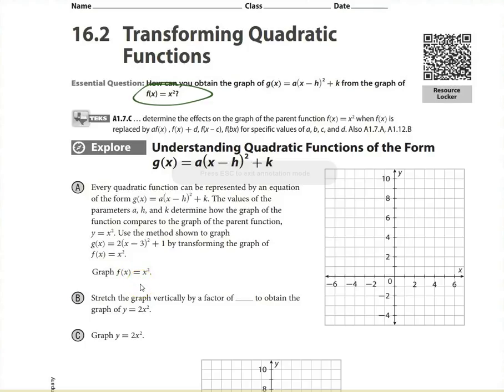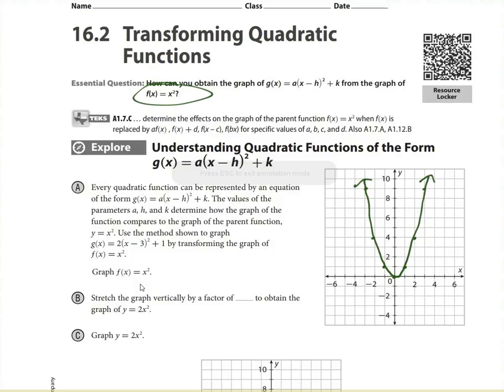So first they ask us to graph f of x equals x squared. Well, that's easy enough. 0 squared is 0, 1 squared is 1, 2 squared is 4, and 3 squared is 9. Because of the symmetry that these have, I can easily pinpoint other points that the curve will go through. And then using those points, we can draw a graph of this parent function. Okay?